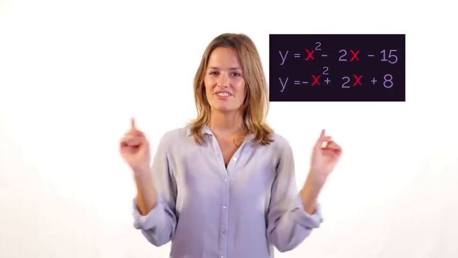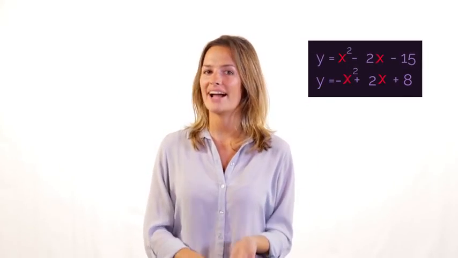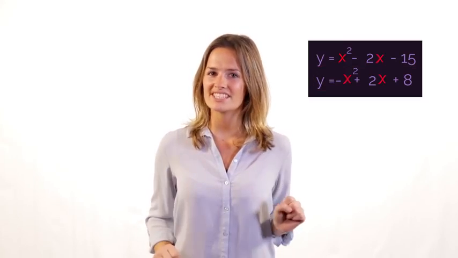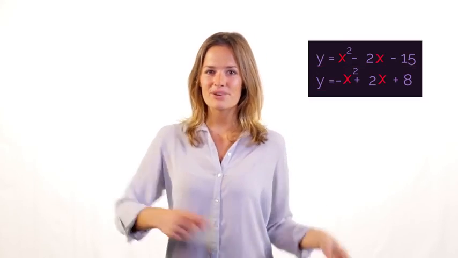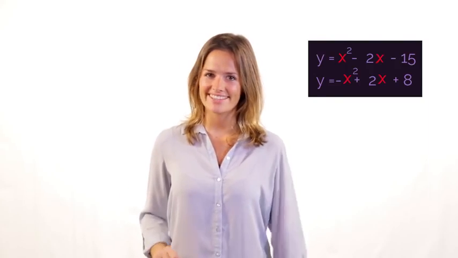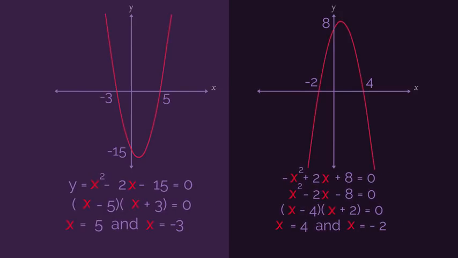So here's 2 for you to do. Sketch the quadratics, giving the correct shape and labelling 3 points on the axes. Watch out for the negative quadratic. Pause the video, sketch the quadratics and click play when you're ready to check. You should have sketches that look something like these, with these values marked on.